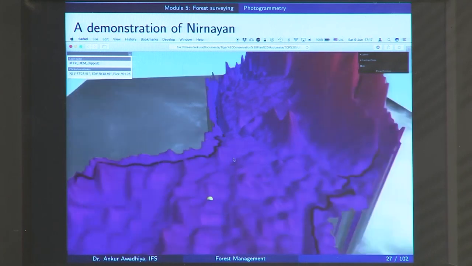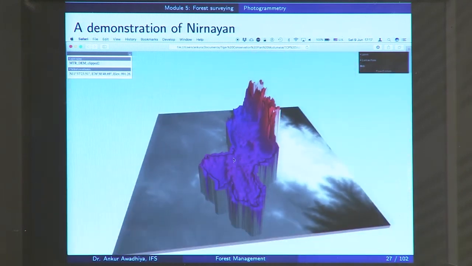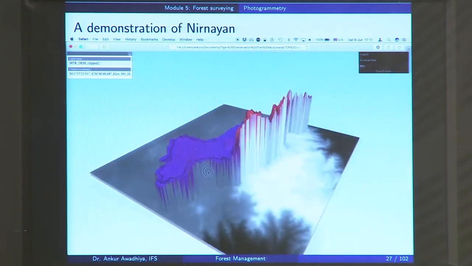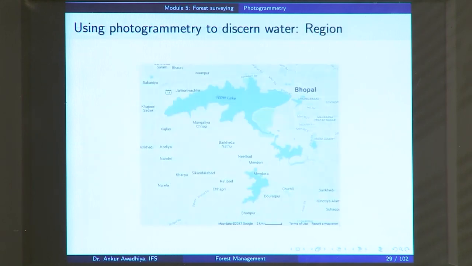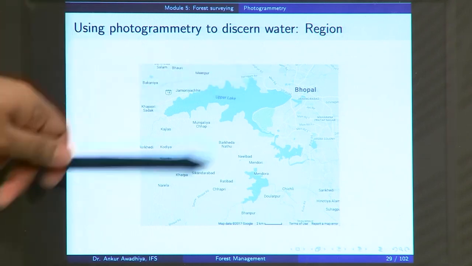So, these are the kinds of applications that we can make using photogrammetry. So, this was the digital elevation model. Now, you can also make use of aerial photography to make orthophotos, to get thematic GIS data or other derived products and maps. So, for instance, this is another study that we did in Madhya Pradesh. We have this upper lake in Bhopal and this is how it looks on the Google map.